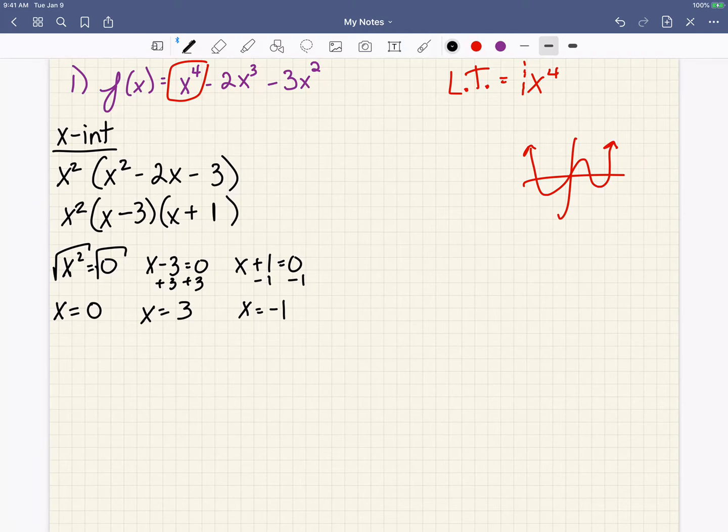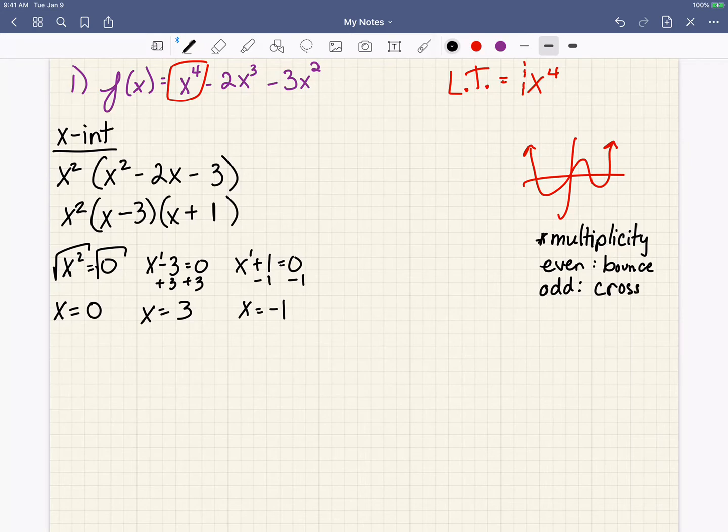Okay, so we need to figure out if they're going to either touch the graph or cross over. Now to figure that out, we have to use what's called the multiplicity. Basically the multiplicity is looking at the degree of your factors, right? So we have 1 and 1. If the multiplicity is even, it will bounce off the axis, and if it is odd, it will cross.